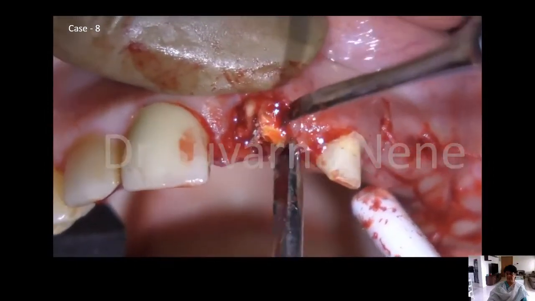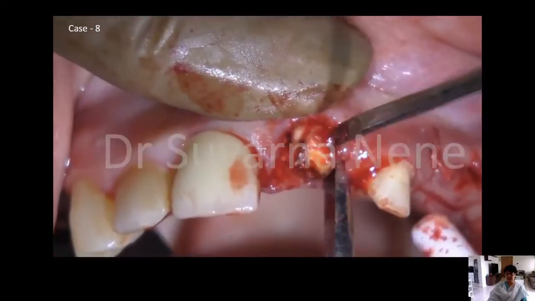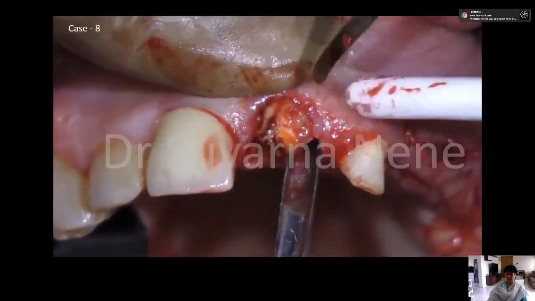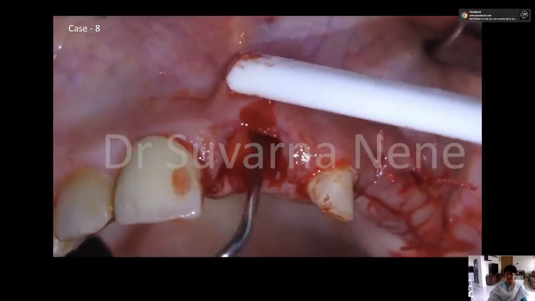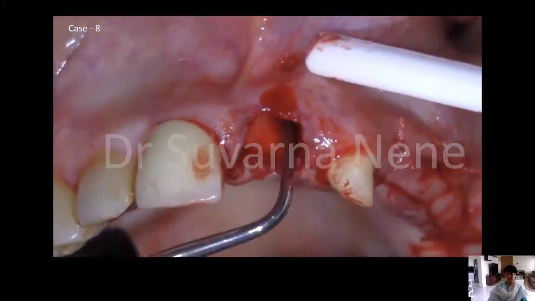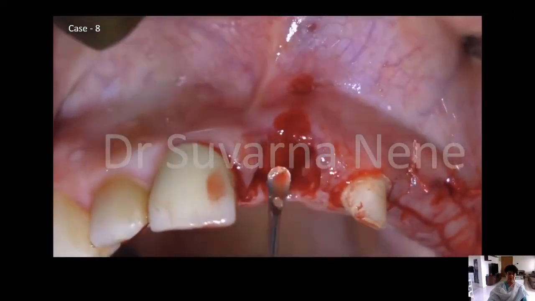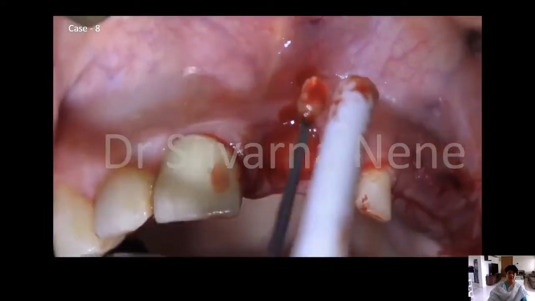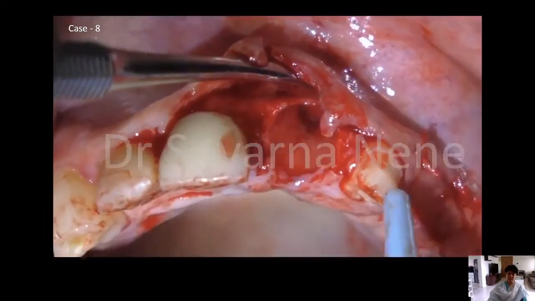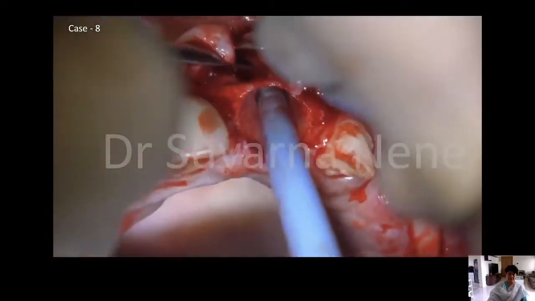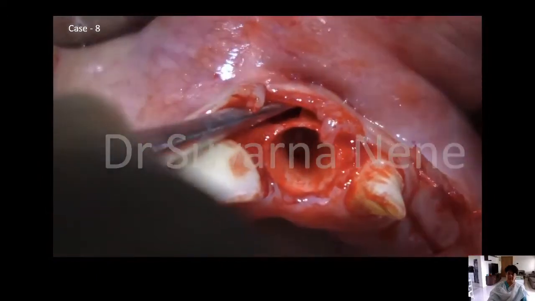The tooth is giving way. This is so typical. It's luxated. Now you have to curette this completely. Clean the socket. Wash it with betadine saline.